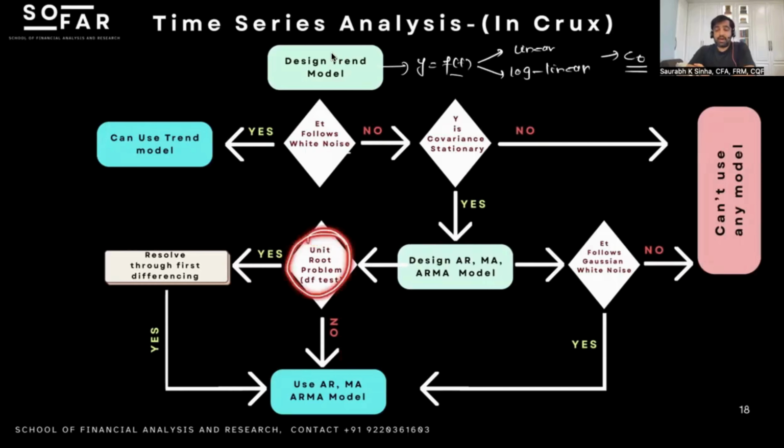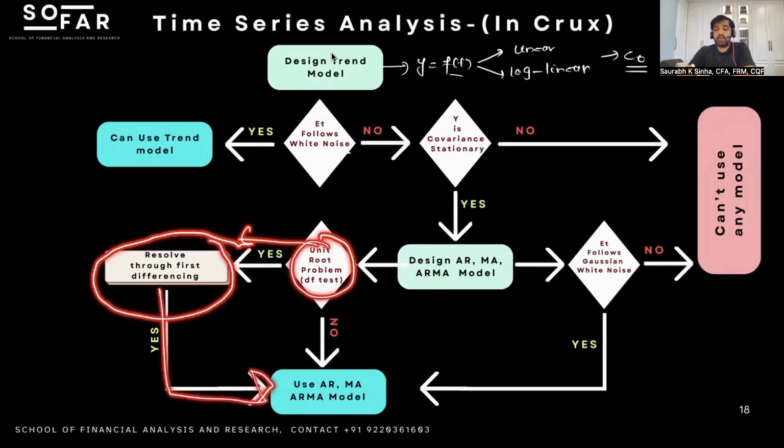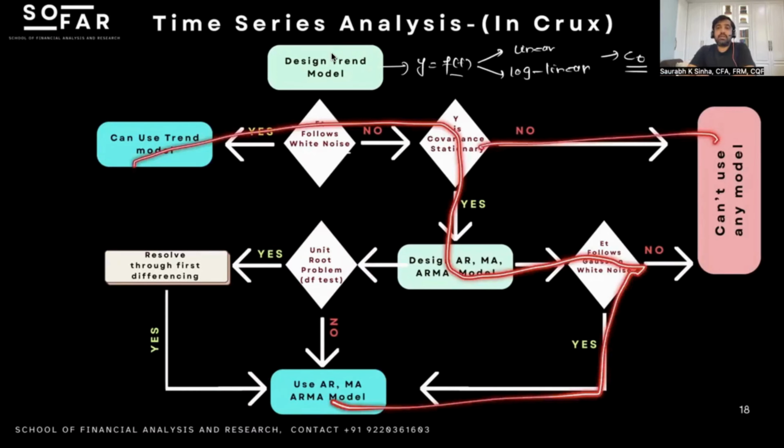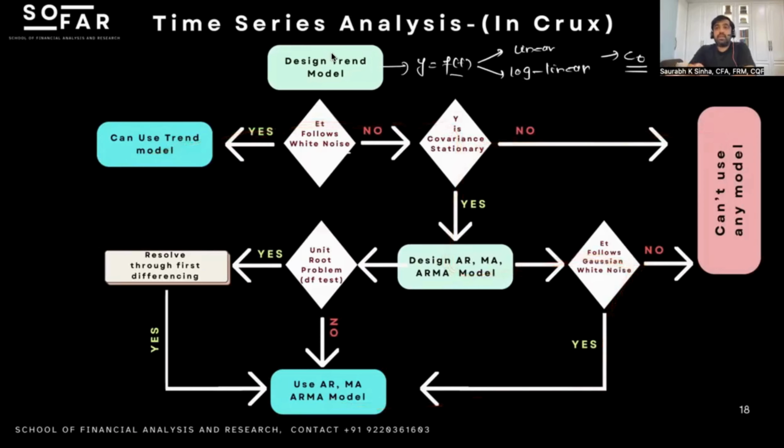If there is a problem of randomness, you can't use the model. You have to resolve something called first differencing. And if it is resolved, then only you can use the model. If there is no problem of randomness or unit root, you can use the model. If you don't remember this section right now, doesn't matter. What matters is this flow. With this, we can start the session.